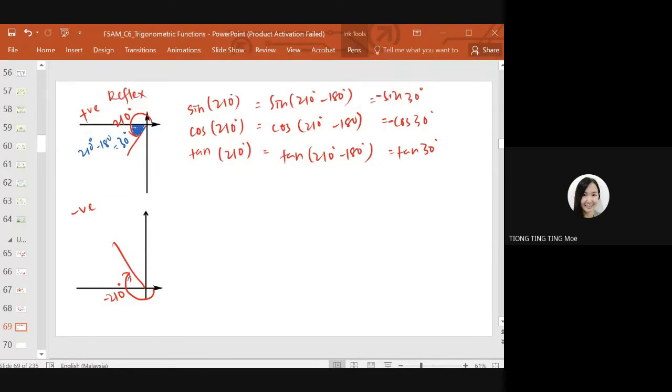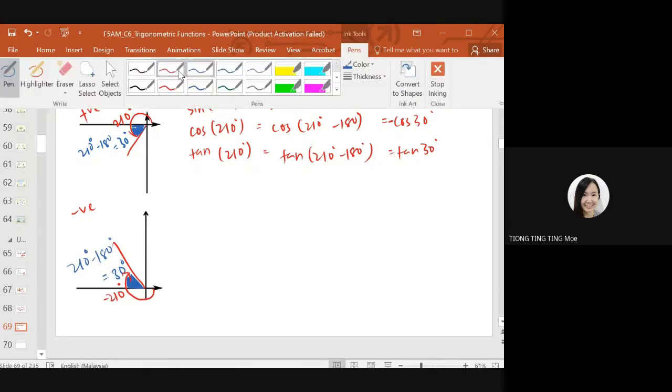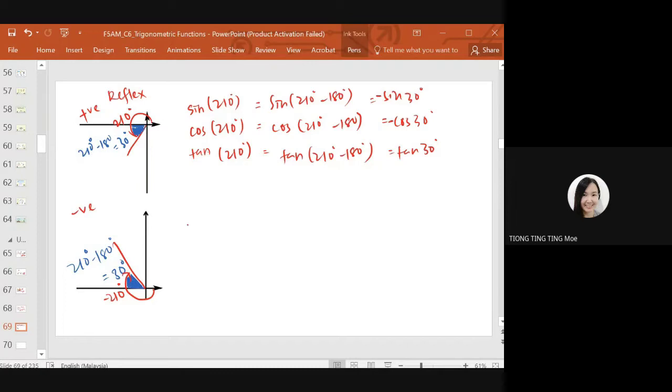So of course, here same. We want to find this reference angle, or we say the basic angle. So the basic angle here is 30, same as above. 210 minus 180, so you get 30 degree. So now we practice sine, cos, tangent. Sine negative 210.